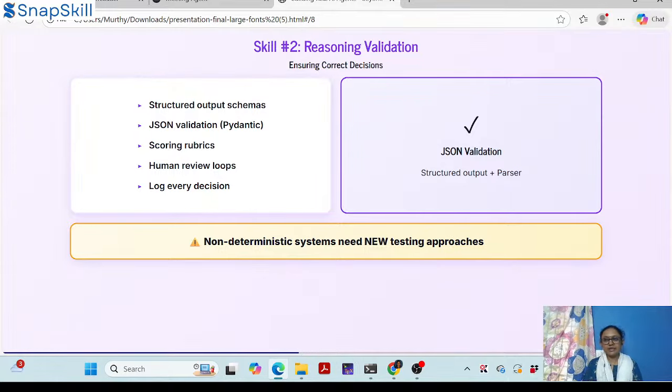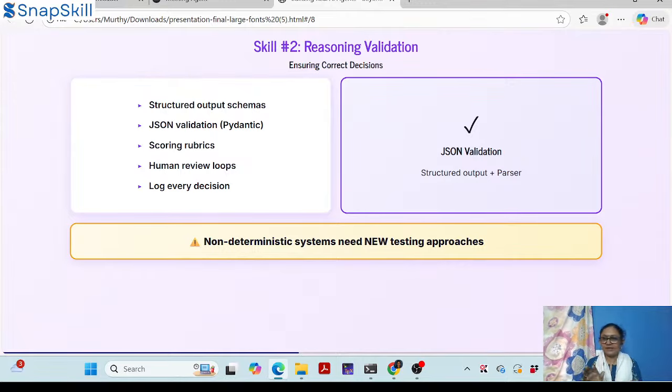By taking a non-deterministic system, how can you get the proper output? That is the big question. So what do we have to do? We have to control the output. For controlling that output, there are different mechanisms: JSON validation and Pydantic, then controlling the output by using rubrics. After that, human in the loop, very, very important. And the last one, log every decision. Who has to control that log? A human or AI engineer has to control it.